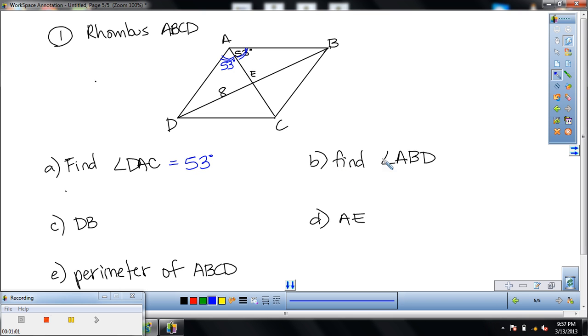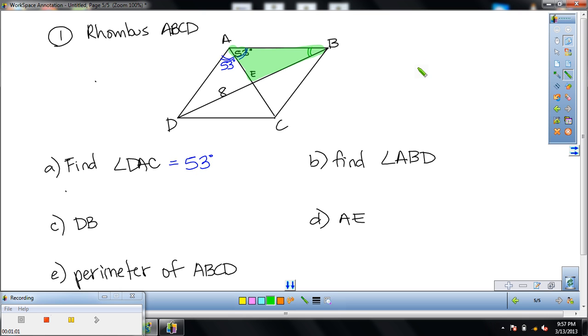Part B wants us to find the measure of angle ABD. So we start at vertex A, we go to B, then we go to D. We're looking for this angle. Now, quickly glancing at it, it seems like we might not have enough information. I can see that ABE is part of the triangle, and I do know that one of the angles is 53 degrees, but there's really nothing else that can help me find ABE using the information that I'm given.